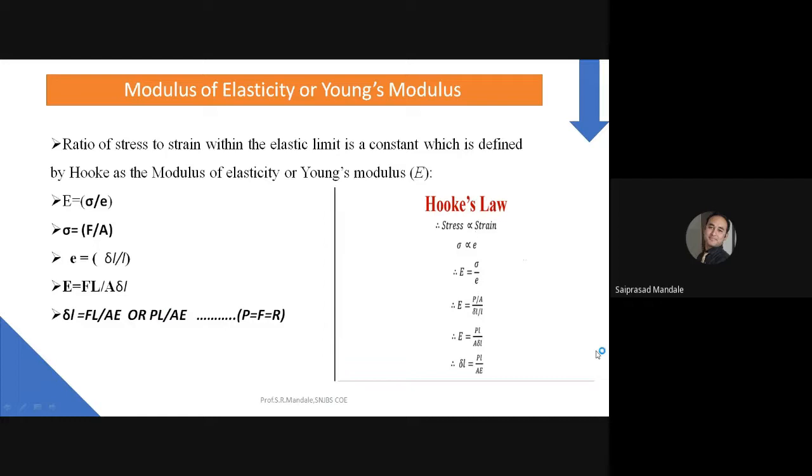Here is a summary for Hooke's law. Stress is directly proportional to strain. Modulus of elasticity equals stress by strain. E equals P upon A divided by delta L upon L. E equals PL upon A into delta L. So the formula will be delta L equals PL upon AE. This is a very important formula.